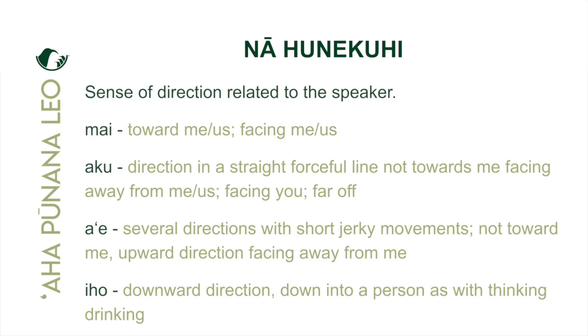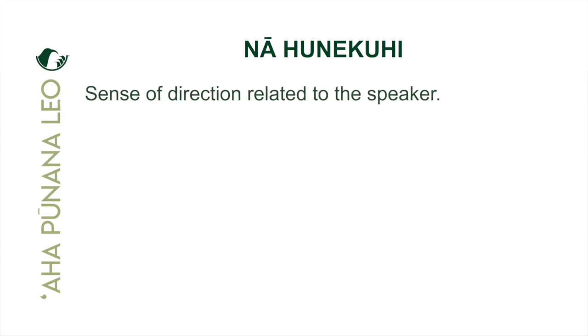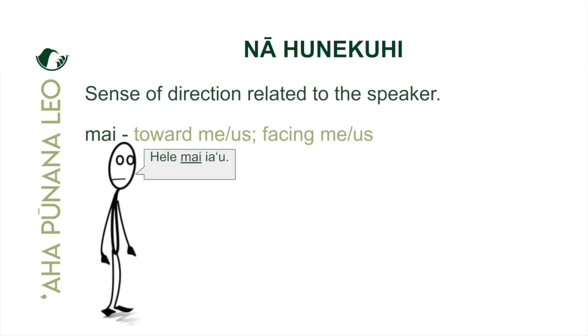Okay. Inana kako. Let's take a look at an example of the first hune kuhi, mai. Okay, again, toward me, us, facing me or us. And let's take a look at this key. All right. Oh, there you go. We have a Kanaka, and he's saying hele mai ya'u, right? Or you can say e hele mai ya'u. Hele mai ya'u, right? That mai, toward me, toward us, facing us, and let's see what happens.